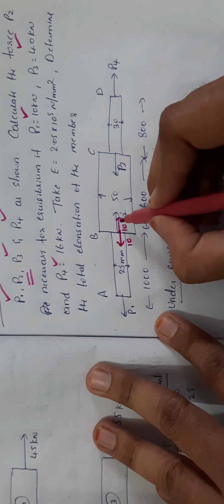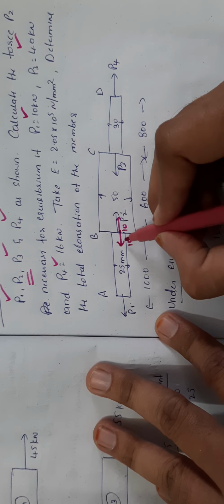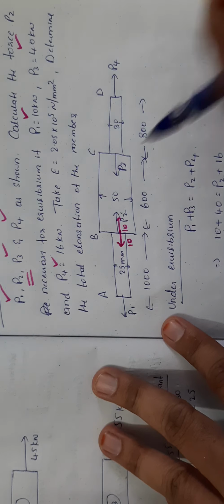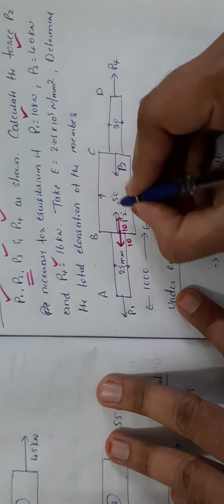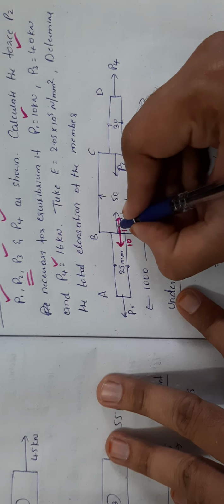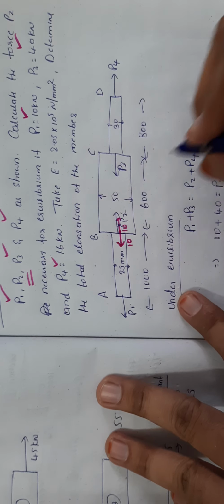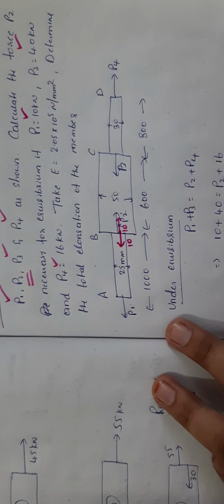So this side 10 I have mentioned, this side 10 I have not mentioned. So we will just add it up when we are drawing the free body diagram for section 2. So this side is done. We just click the tick mark and go to free body diagram.